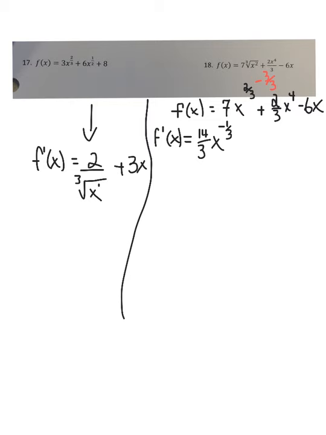Okay, and then this is why I brought the 2/3 in front, because I'm going to do 4 times 2/3, and that will be 8/3. So that's going to be plus 8/3 x to the 3rd, and then minus 6x. Remember, whenever we just have an x, our derivative will just be minus 6. Okay, and there's your derivative.